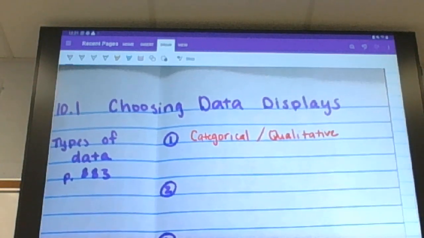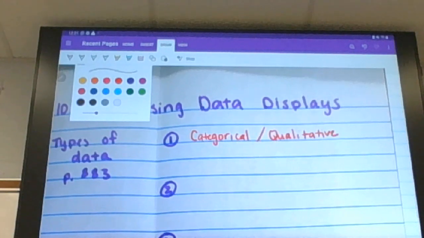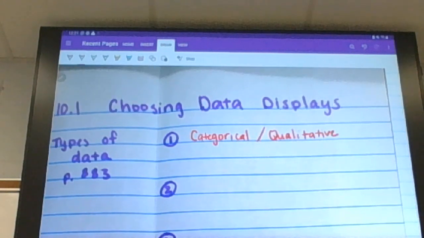All right, now I'm going to do a little description of categorical or qualitative data.